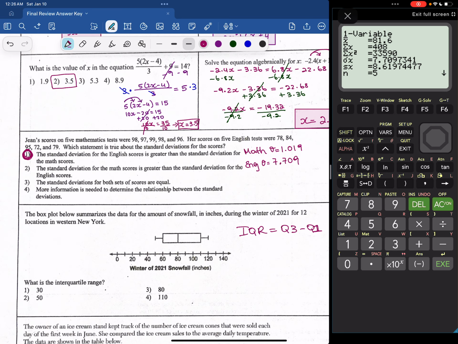So on our box plot, we know that this is our min. This is Q1, Q2. Q2 is also the median. This is Q3, and this last part is our max. So if we're computing the IQR, Q3 here is going to be 110, and Q1 is 60. 110 minus 60 is just 50. So our IQR here is equal to 50, which is choice two. And that's all there is for that question.